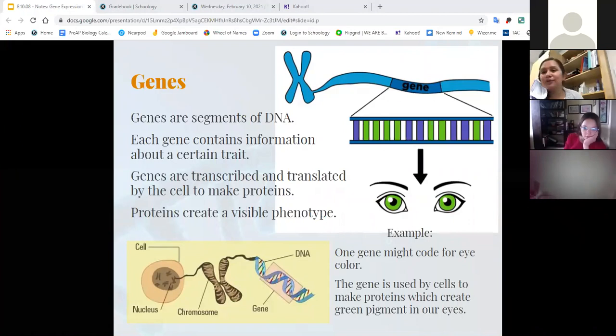So an example of your genes, one gene might code for your eye color. So when you get those proteins that make your eye color, that protein's going to be like, okay, this one's going to be brown eyes. This one's going to be blue eyes. This one's going to be green eyes. That's how those proteins work.